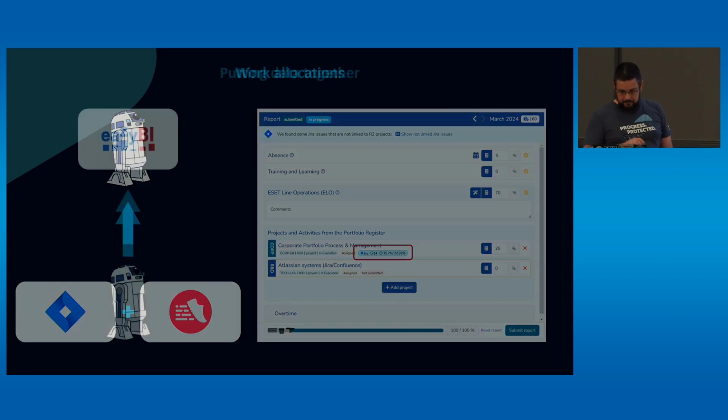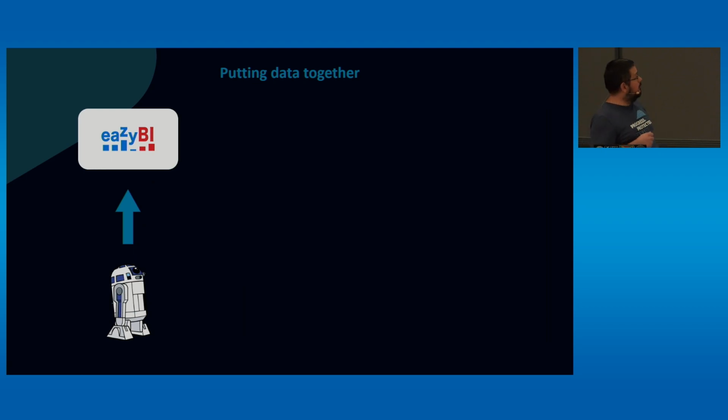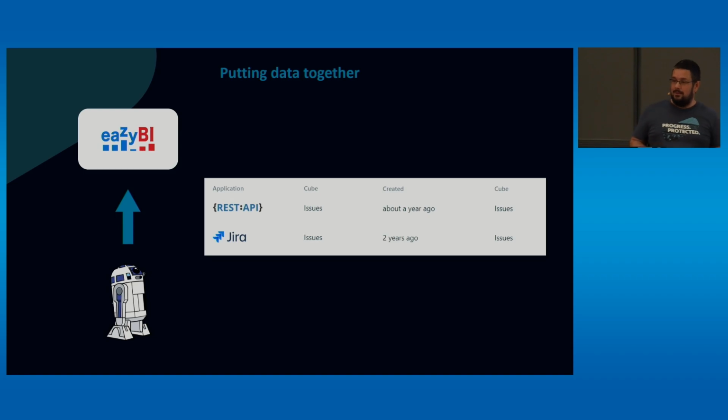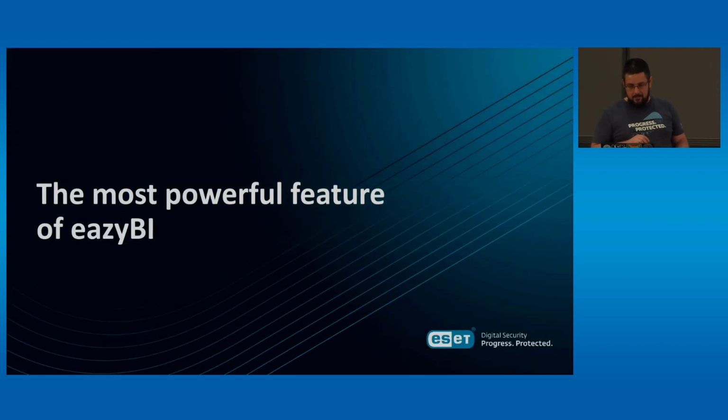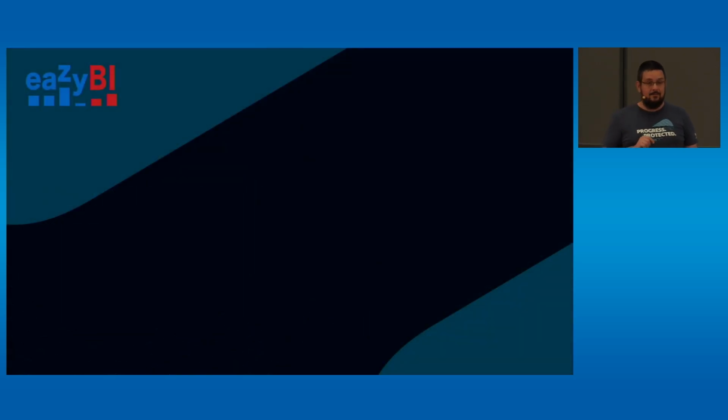And now we have data in R2, so we need to combine this data and bring it to eazyBI and combine it with data from Jira. And that brings us to the most powerful feature of eazyBI. And can you guess what it is?